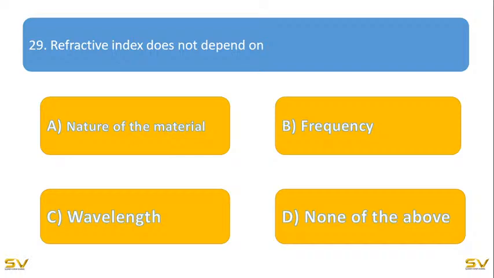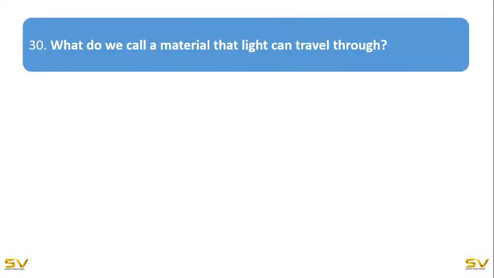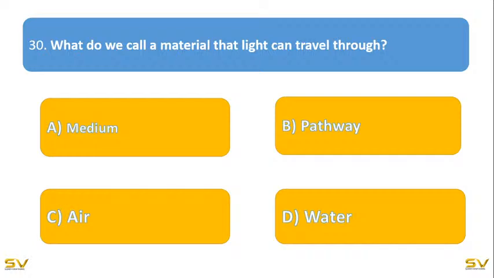And the last question of this session. It's very fast, I completed 29 questions. So now coming to the last question. What do we call a material that light can travel through? So when light is traveling through any material, what do we call that material? Is it a medium? Is it a pathway? Is it air or is it water? So this is the last question of this live session.